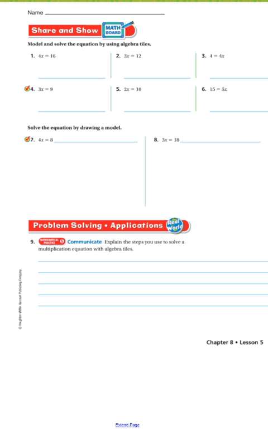Sharon show model and solve the equation by using algebraic tiles. Number 1, 4x equals 16. We're going to divide both by 4, and we're going to get x equals 4. 16 divided by 4 is 4. 3x equals 12. Dividing both by 3 to get x on the side by itself, x equals 4.